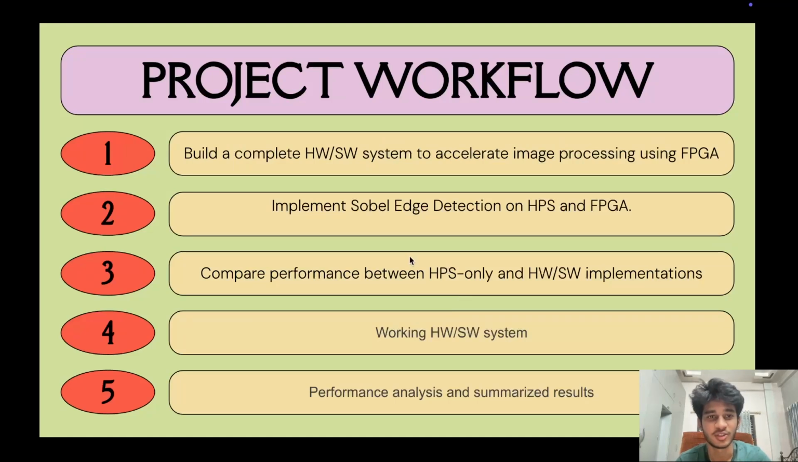So this is the project workflow. First we build a hardware software system to accelerate image processing using FPGA. We are implementing Sobel Edge Detection solely on HPS as well as on HPS plus FPGA. The filtering process will happen on the board, actually on the hardware, that is the FPGA part. Then we compare the results and infer what could possibly be the reason behind the timing.